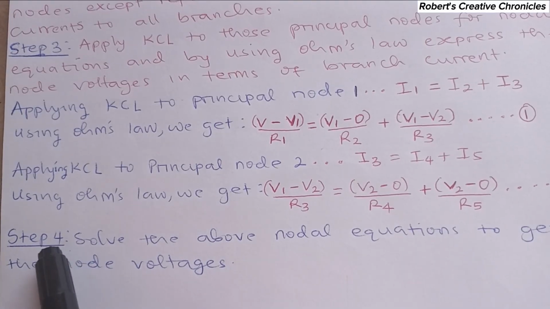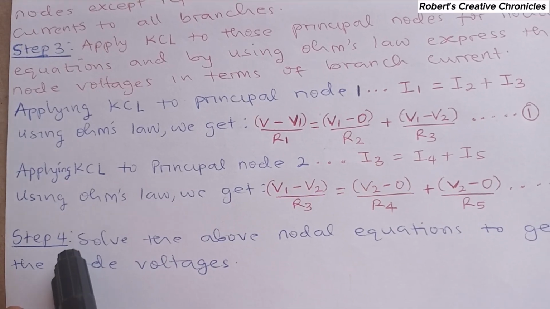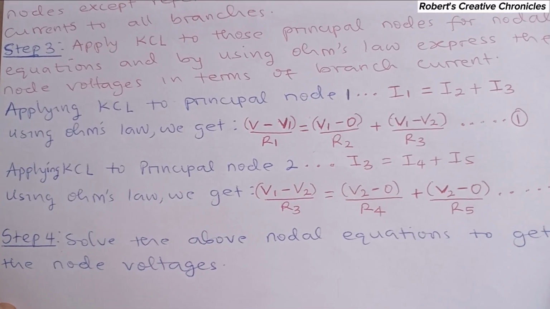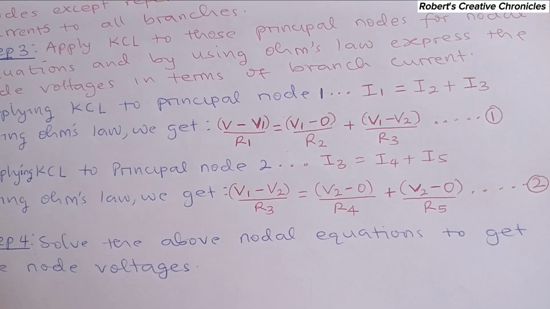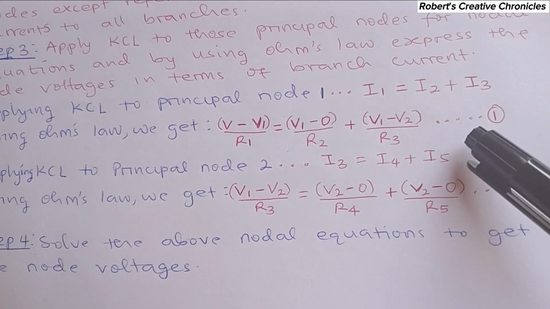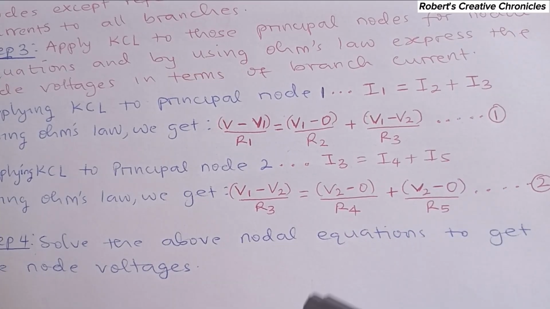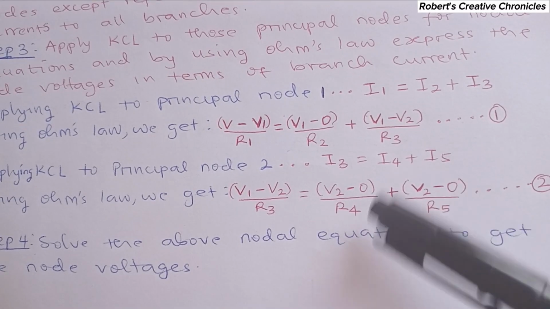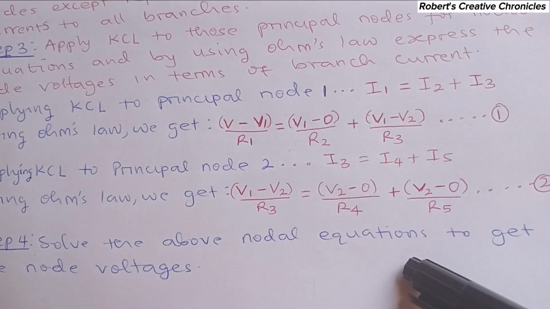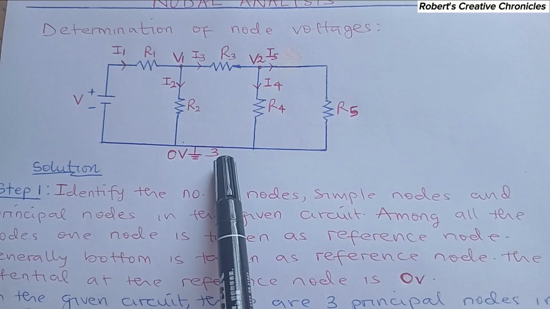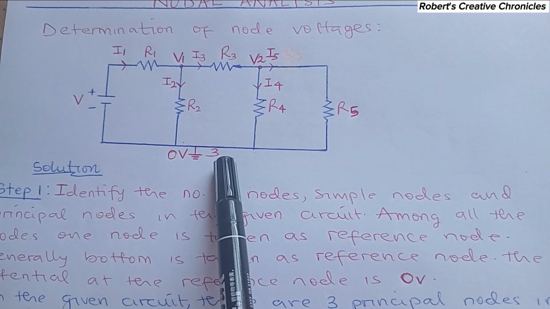Then the fourth and final step: you solve the above nodal equations to get the node voltages. You solve these two simultaneous equations using any method you want, such as the elimination method, substitution method, or Cramer's rule, to find your node voltages. So that's all about nodal analysis.